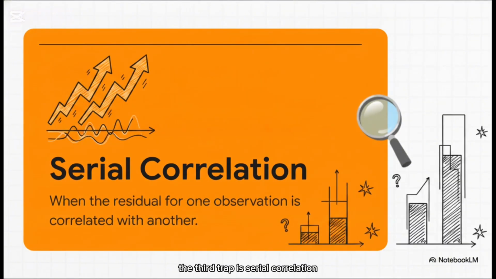The third trap is serial correlation, which is incredibly common in financial time series data. This occurs when the residual for one observation correlates with the next. Positive serial correlation is a silent killer for quantitative strategies. It artificially shrinks your standard errors, causing your t-statistics to look massive. It tricks you into thinking you found a real edge, which leads directly to making disastrous type 1 trading errors.